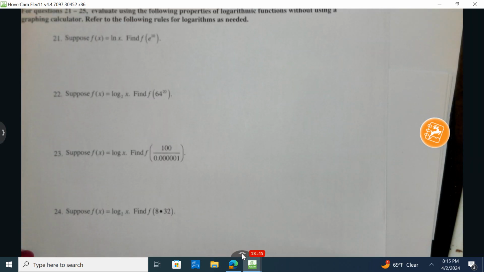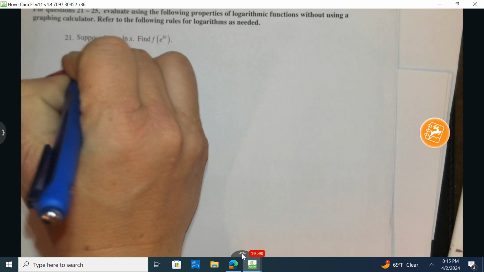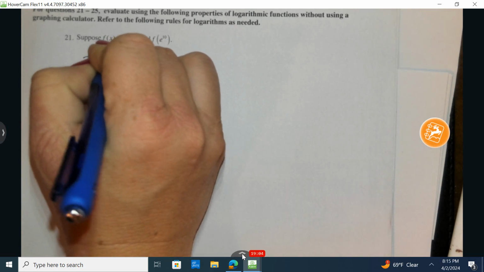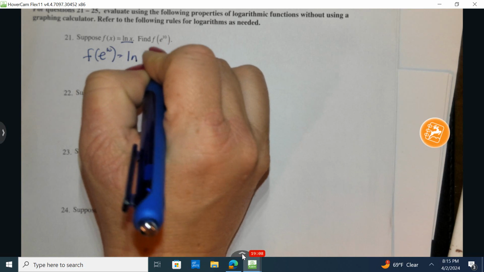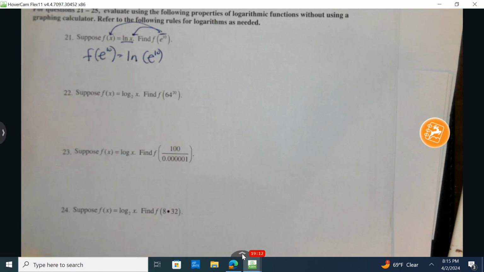All right, let's get started with this first one. So how am I going to do this? It says evaluate the following properties of log functions without using a graphing calculator. Refer to the rules, and that's going to be on the second page here. So for this problem, we're going to do the function, and I'm going to substitute in for x, e to the 10th. So into this portion, I have the natural log of e to the 10th. I've just simply taken this value and substituted in for x.